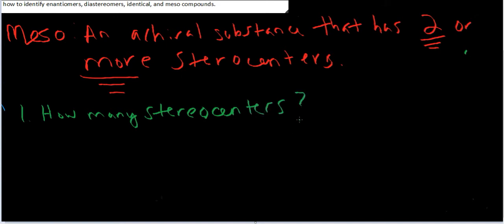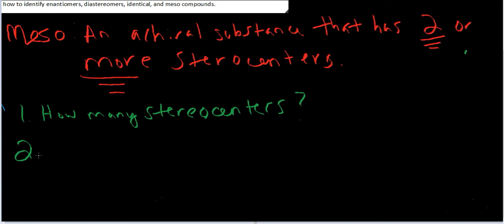So if the compound or molecule has more than 1 stereocenter, you can keep going on to the second and third question. If it doesn't have more than 2 stereocenters, like I said before, you could quickly neglect the fact that it could be a meso compound.